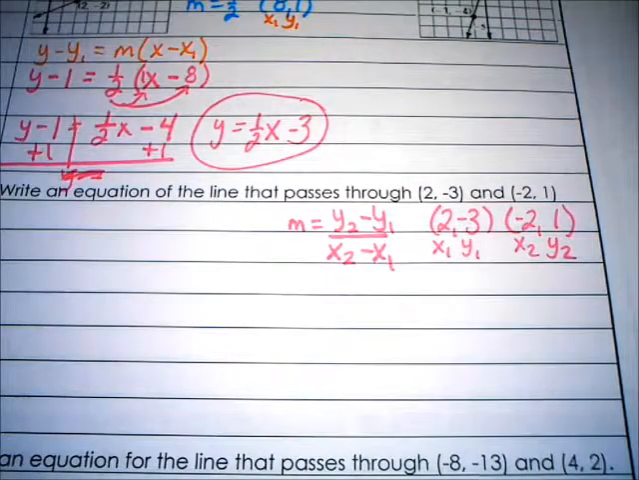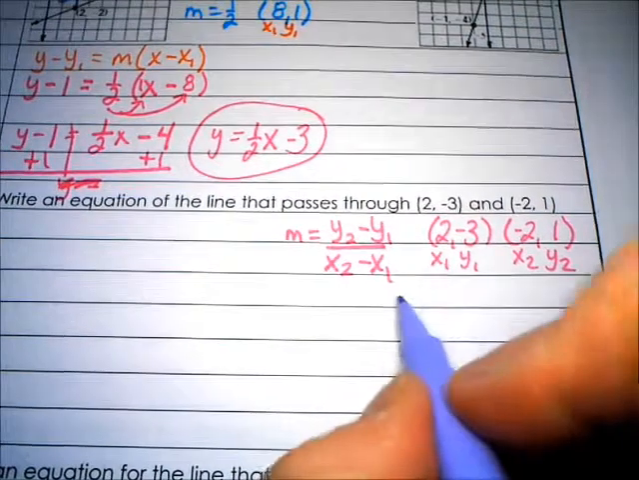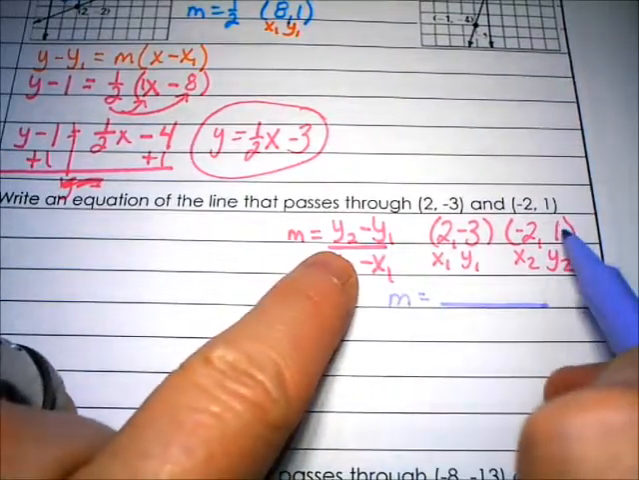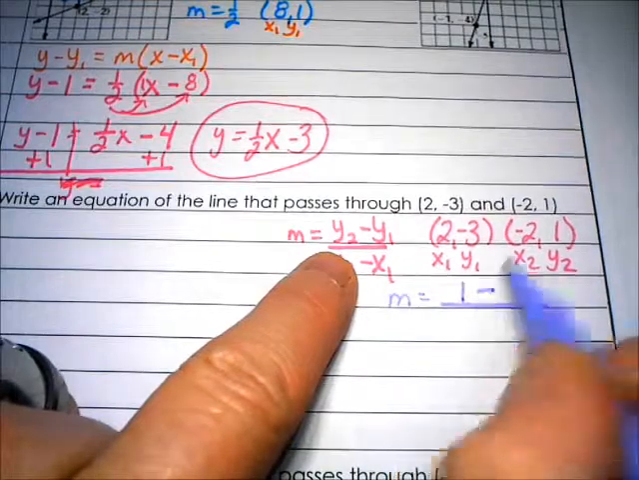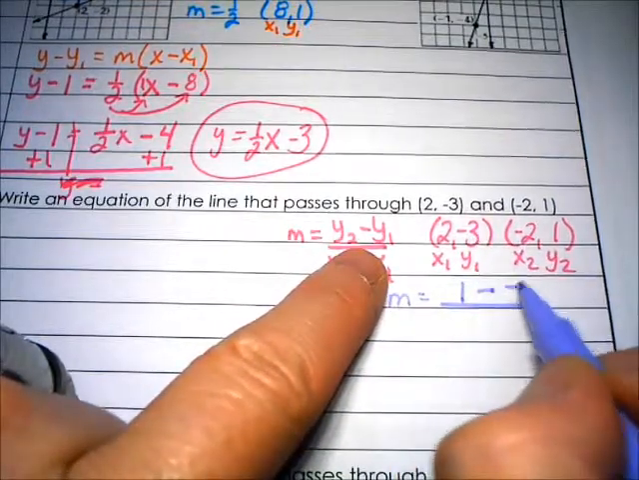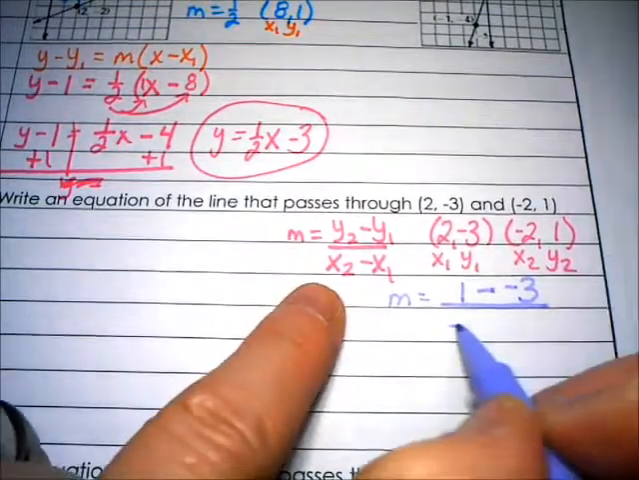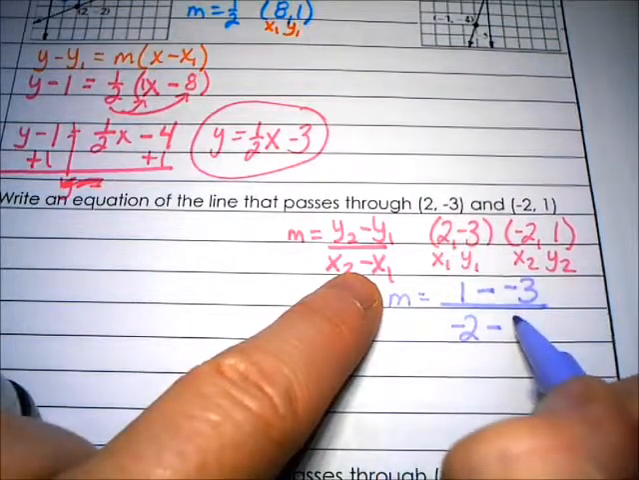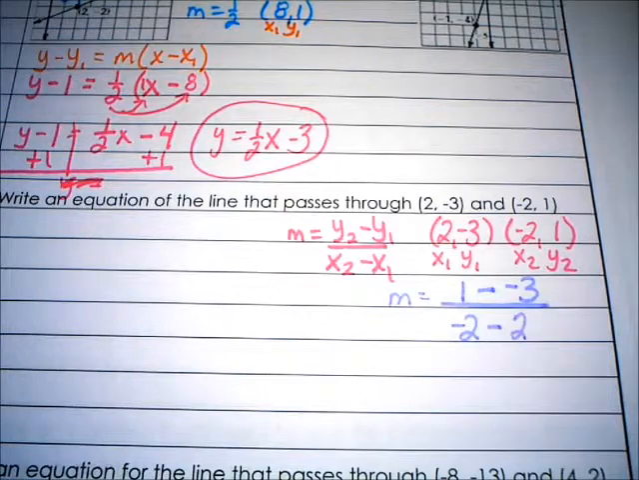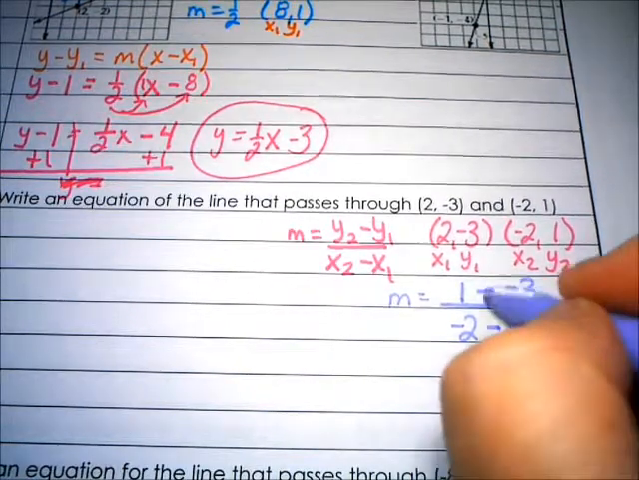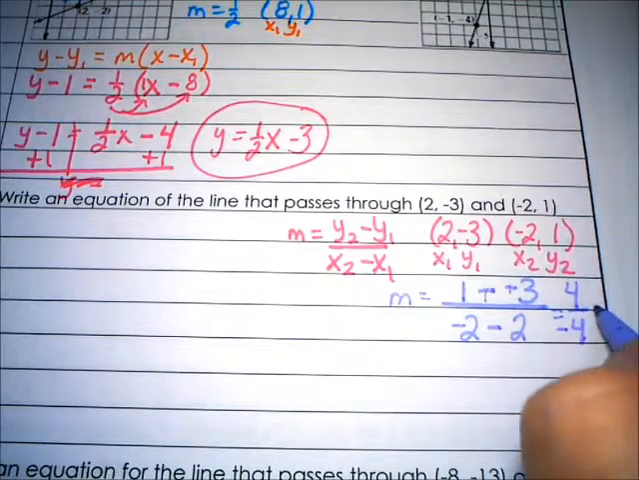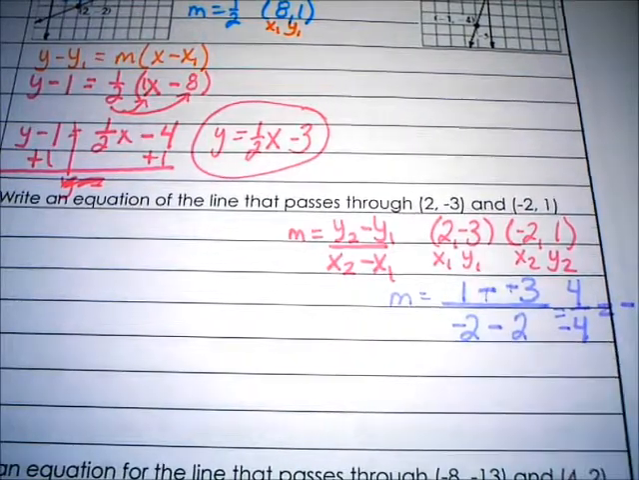If I fill these in to my formula, y2 is a 1 minus y1, that is a negative 3. x2 is negative 2 minus x1, that is a 2. If I simplify this, that'll be 4 over negative 4, which reduces to a negative 1.